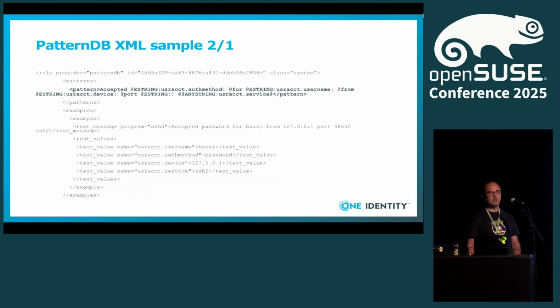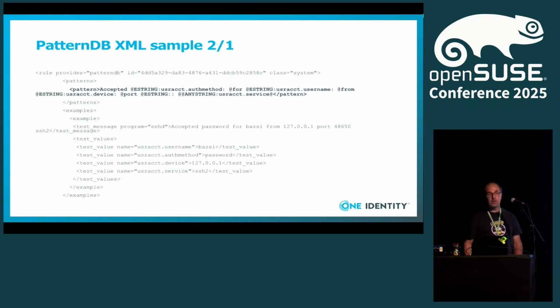Here is an example XML. It's a rule for PatternDB. I marked the actual rule with bold. You can see that it's a lot easier to read and understand than a regular expression. Just looking at it, you see that there are some fixed texts, some strings with a name attached to them, or yeah, all of these are strings as far as I see.